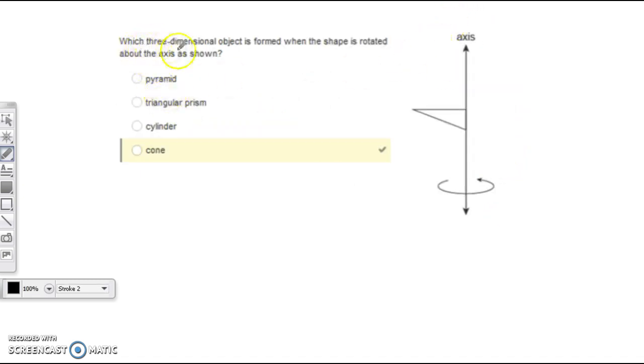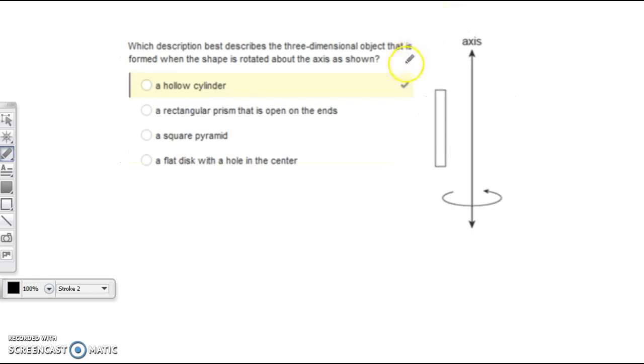Okay, for this one, which three-dimensional object is formed when the shape is rotated about the axis as shown? So again, imagine this being rotated around. This is just if it gets rotated 180 degrees, but we're actually rotating it around the axis. So we're going around and around and around. So that's actually going to create a cone. Sorry if I'm not doing this justice, guys. I tried to find some visual aids for us, but there's just not a lot on the internet available.